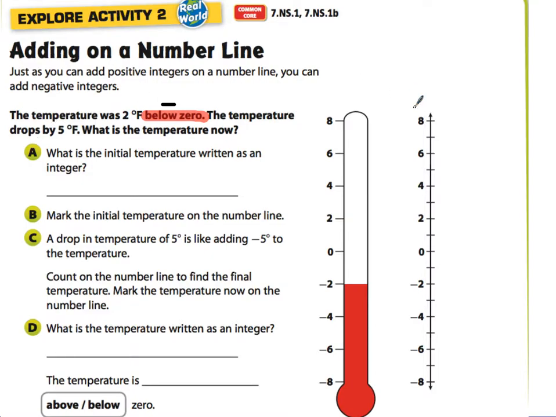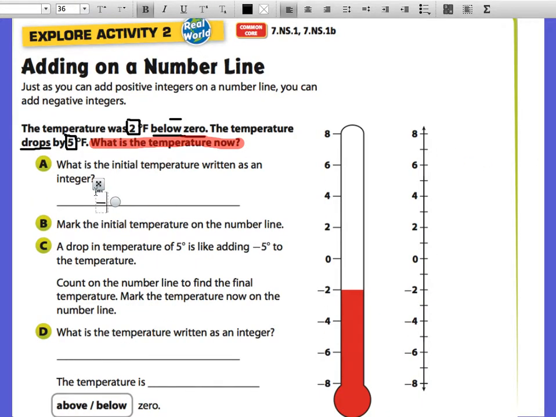Right, so in this case, let's go through and actually do our close reading. So 2 would be an important number, and below 0 would be important words, and 5 would be an important number, and the fact that it drops 5 degrees would be important. And then what is the temperature now is our question. So let's work towards finding that answer. So first, what is the initial temperature written as an integer? Well, since it's 2 below 0, that tells us that it's negative. So I know in this case as an integer, it would be negative 2.